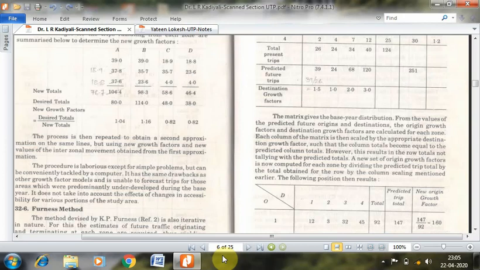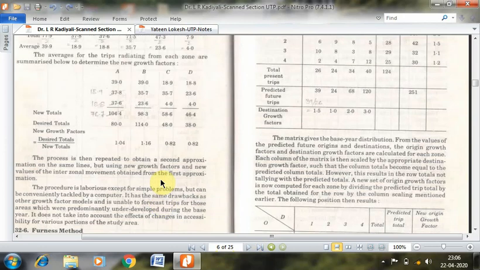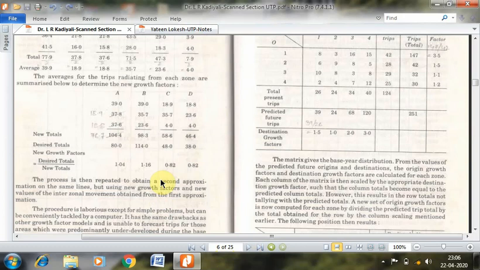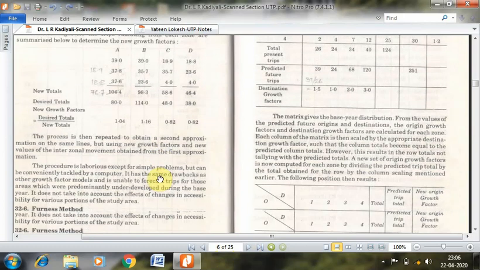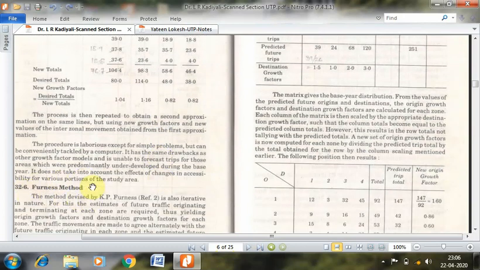Okay, and it does not also take into account the effect of changes in accessibility of various portions of the study areas, and possibly the same drawbacks or similar drawbacks what we had seen in the previous methods can be applied even on this. So this was about the discussion on the Fratar's method of trip distribution. So in the next video, I'll be discussing with you about Furness method of trip distribution.